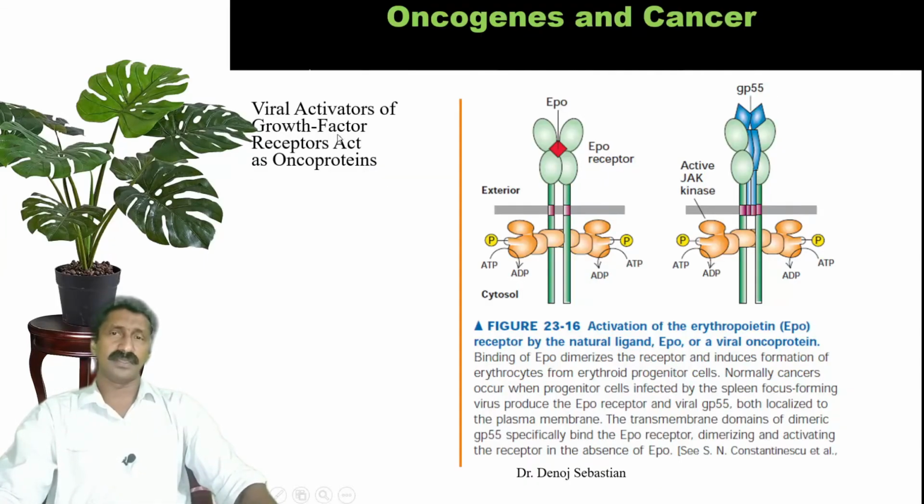So here are some viral activators affecting growth receptors. For example, here we have the erythropoietin receptor. Erythropoietin will be received on the cell surface by the erythropoietin receptor, and subsequently the gene is activated normally. But when, instead of erythropoietin, a viral protein GP55 binds to this receptor, it is turned on to the constitutively active state.